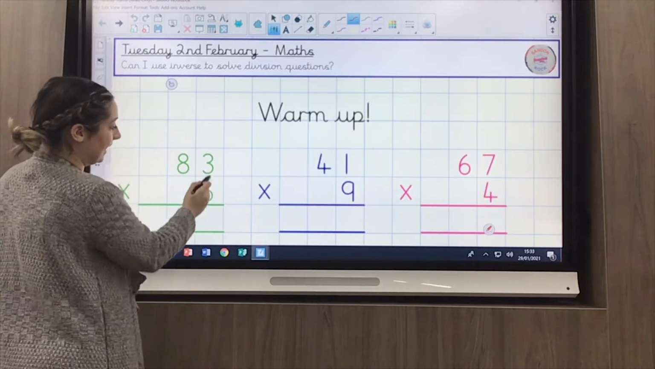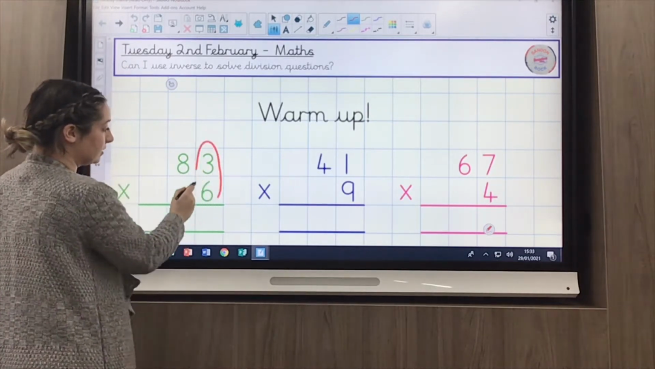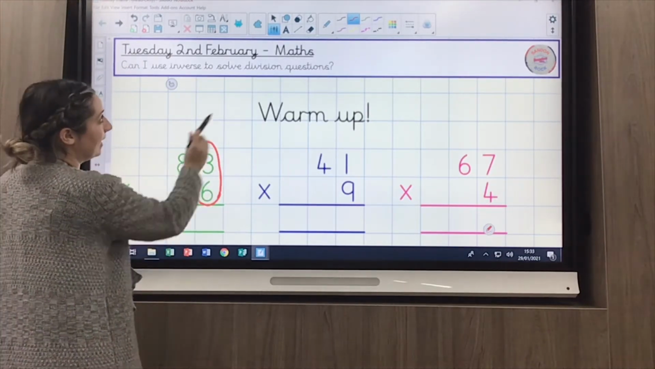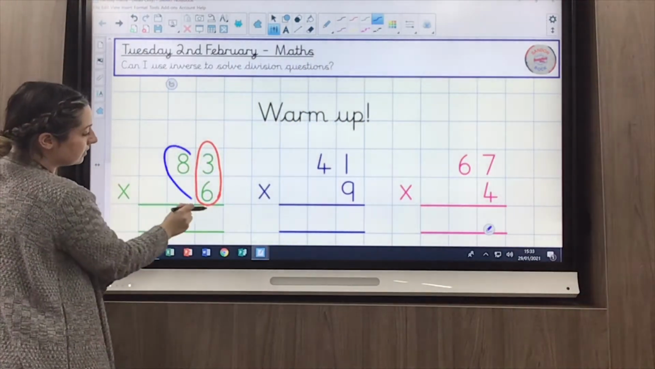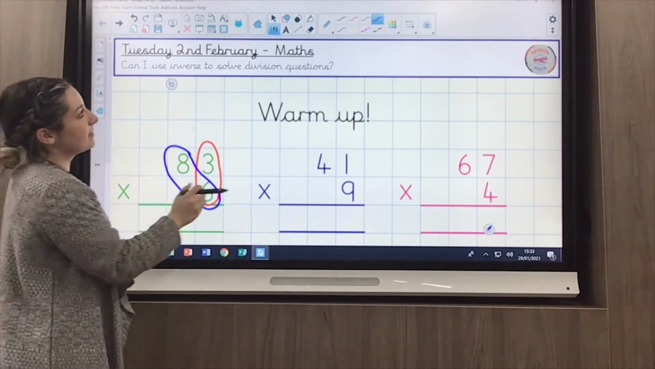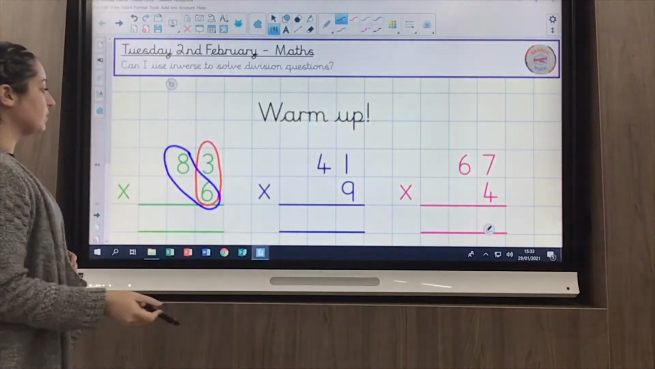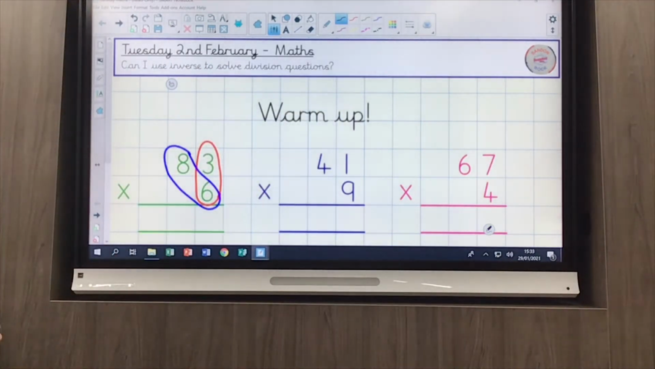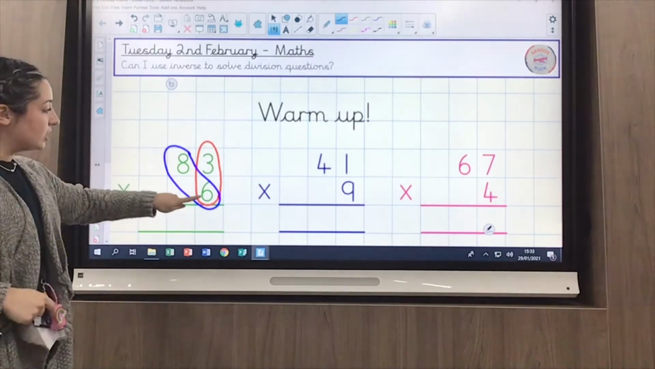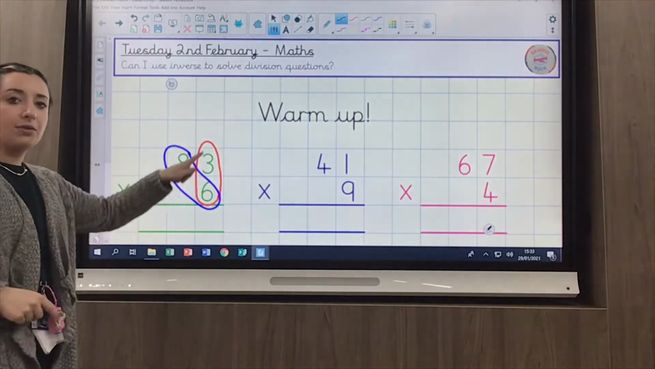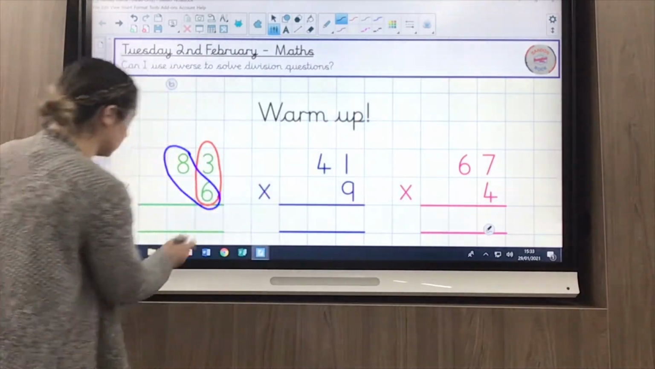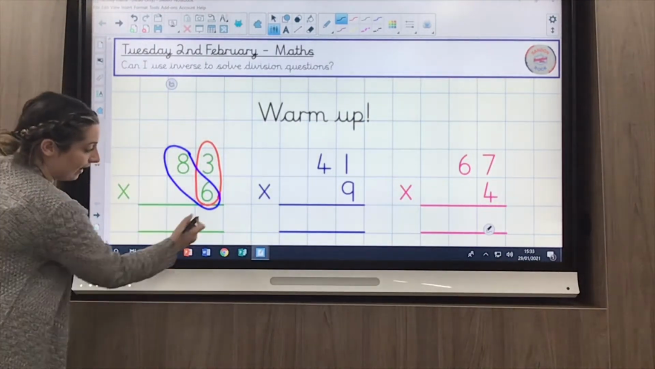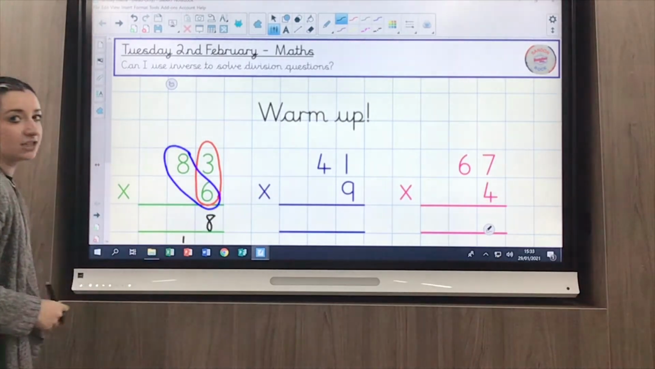Okay, so I've got here 6 and 3. And then I've got a different colour, let's go to blue. I've got 8 and 6. Okay, so I'm going to be doing my 6 times tables. So firstly what I need to do is do 6 times 3. So I've got 6, 12, 18. Okay, so I've got 2-digit numbers, so I'll put my 1 here and the 8 goes across here.